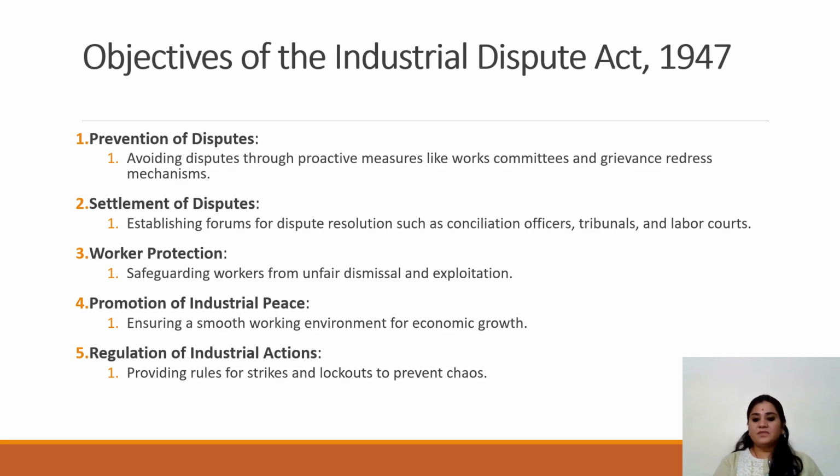Now we will discuss the objectives of the Industrial Dispute Act 1947. The first one is prevention of dispute. Basically, establishing mechanisms like works committee to address grievances before they escalate. Then settlement of dispute, use of forums like conciliation officer, board of conciliation, and industrial tribunal to mediate and resolve disputes. The third one is workers' protection. It prevents unfair dismissal and ensures workers' basic rights.